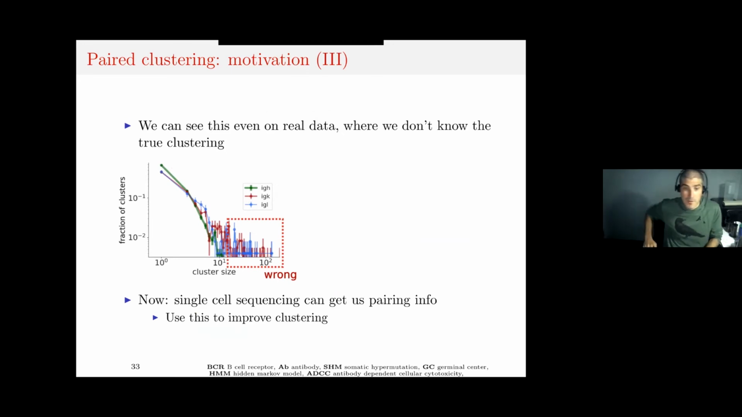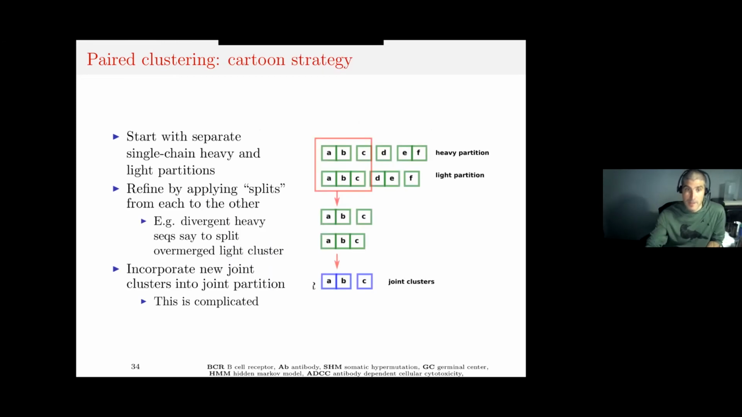Luckily, people have recently figured out how to do deep sequencing in a way that preserves the pairing information. The most common way that people are doing that now, I think, is with the single cell droplet technologies from 10x Genomics. But in any case, we've worked out a way that we can use this pairing information to basically correct the clusters of the heavy and light chains.